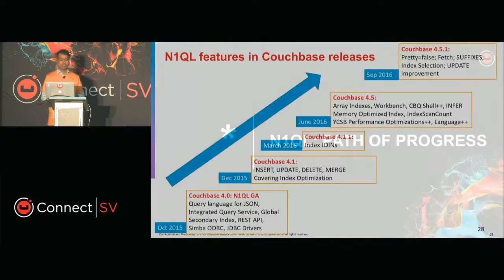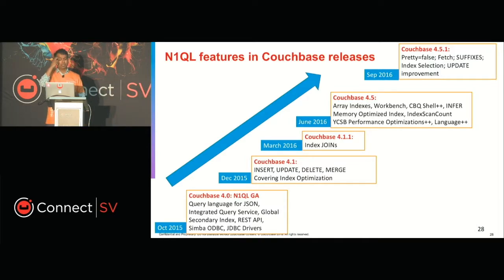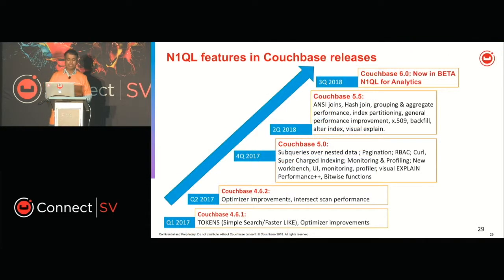So let's see what we have done so far. We released N1QL in Couchbase 4.0 about 3 years ago, and from 4.0 to 4.1, 4.1.1, 4.5, 4.5.1, we have been adding features. I won't bore you with all the details. As you can see, 5.0 was a big improvement over the previous generation of our releases, and 5.5 is another improvement as well. And with 6.0, you have N1QL for Analytics released.